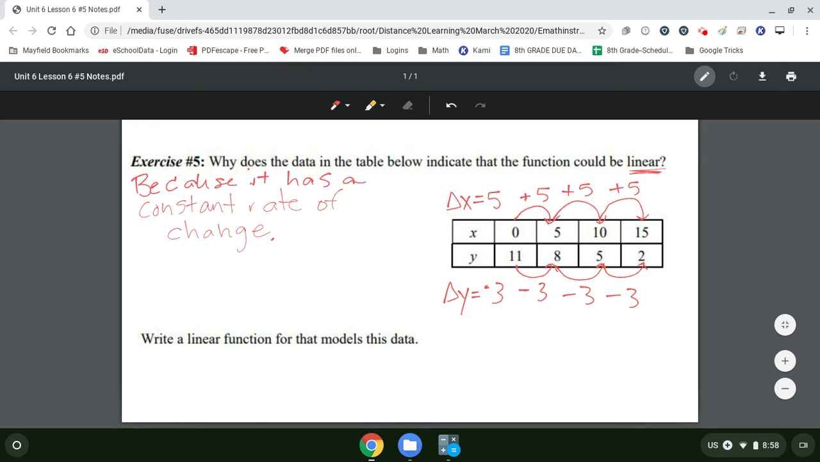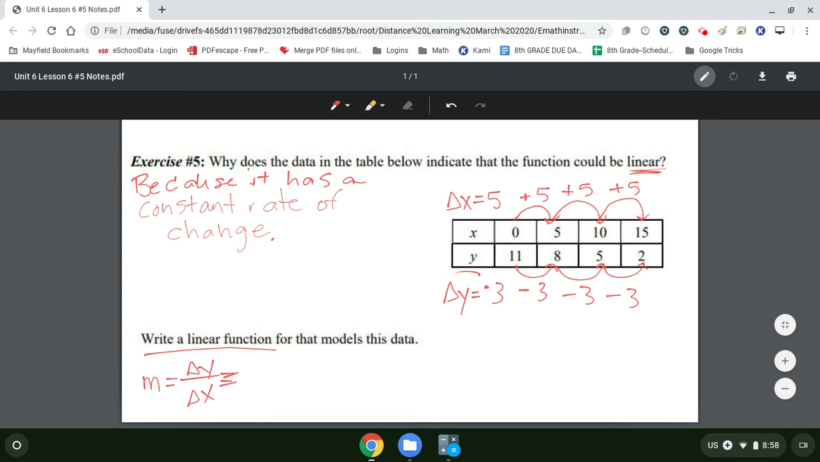So the next part is we're going to write a linear function. And we're actually going to write the equation. So we need two things for that. We need the slope, which is the change in y over the change in x. And we actually already found that from our table. We don't have to do this again with 2 points because we have the numbers already.